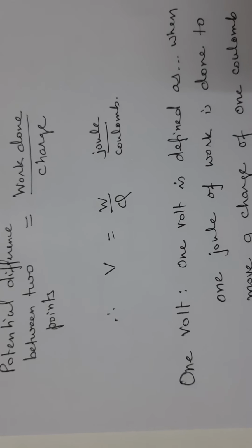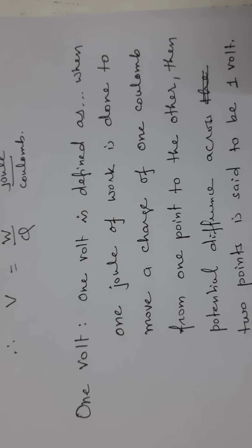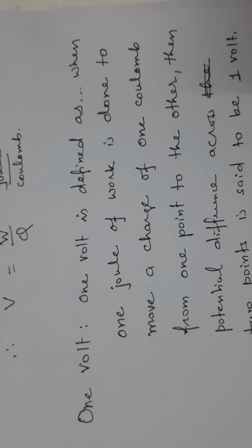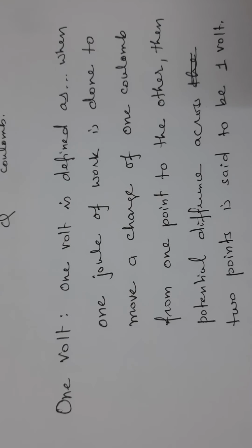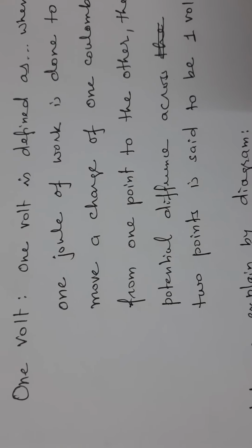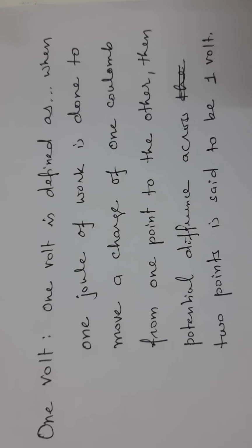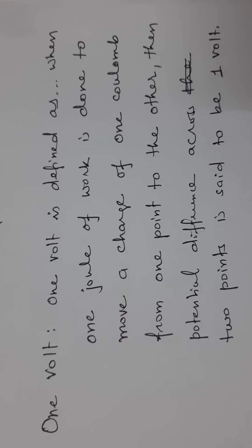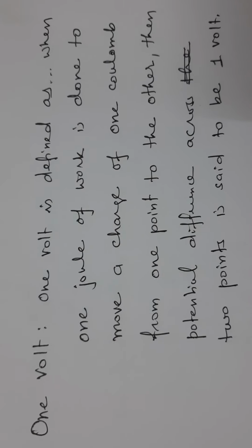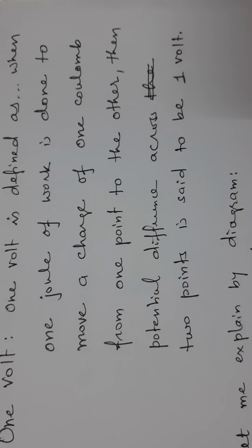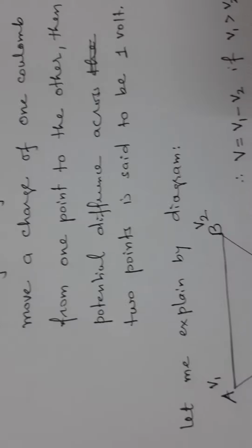Now as we have defined 1 ampere current, we now define 1 volt potential difference. 1 volt potential difference is defined as: when 1 joule of work is done to move a charge of 1 coulomb from one point to another, then the potential difference across the 2 points is said to be 1 volt. Now I am explaining this with another diagram.